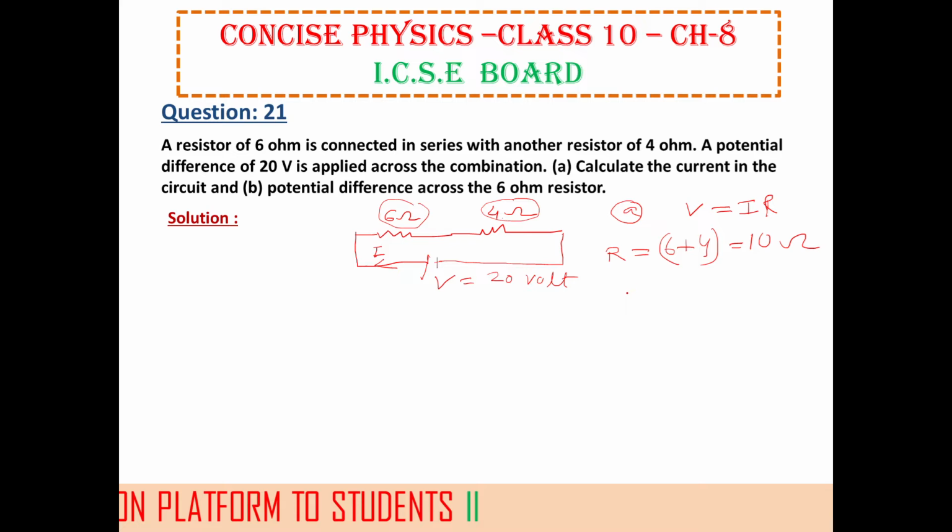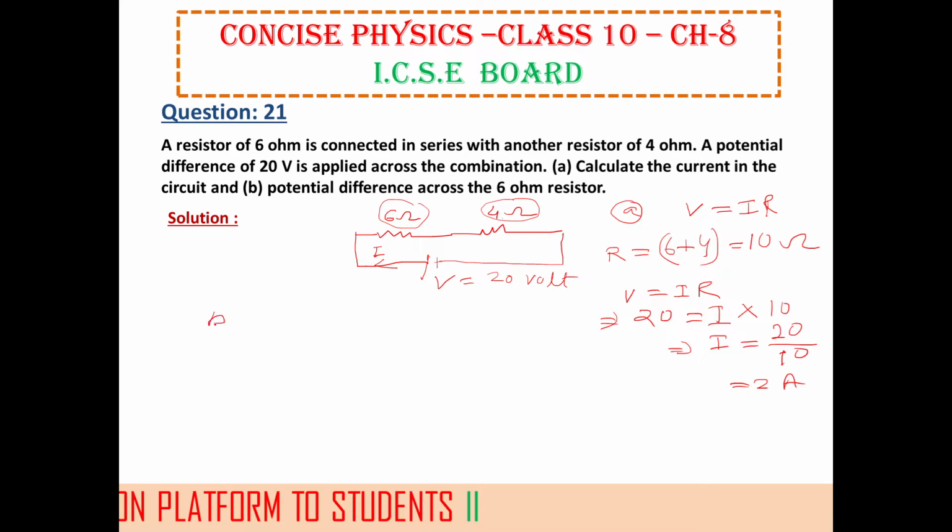So from V equal to IR, if I put the values of V as 20 volt, and I we will have to find out, R is 10 ohm. On simplification we get I equal to 20 by 10, that is 2 ampere. So the answer of the first case, it is A: the current flowing in the circuit is 2 ampere.